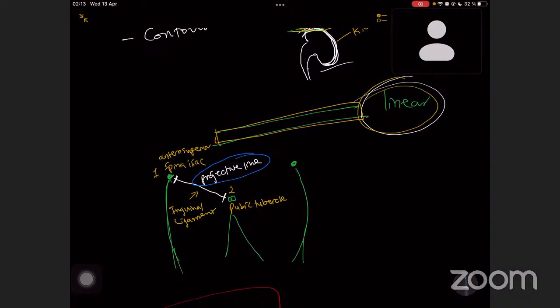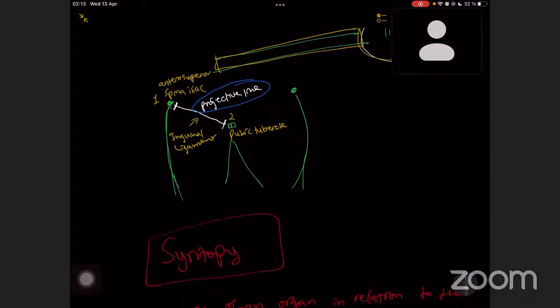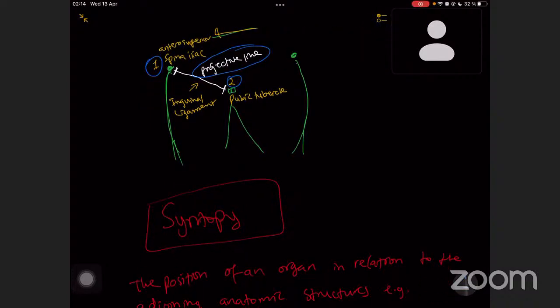And this projective line usually corresponds to the direction of the anatomical object. We have here the ligament of the inguinal canal, the inguinal ligament. With the help of the projective line, we are able to connect the anterior superior iliac spine at point 1 and the pubic tubercle at point 2. And then the projective line allows us to see the projection of the inguinal ligament.